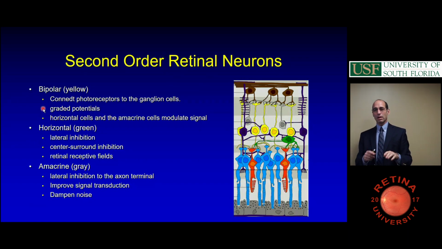Your horizontal cells do lateral inhibition, and they do that center surround thing where they help figure out contrast. The way the retina works is looking more at edges, not at fields. And then the amacrine cells, I don't fully understand them. They do lateral inhibition of the axons, and they help improve signal transduction and dampen noise. So they work more on the ganglion cells to sort of adjust things.